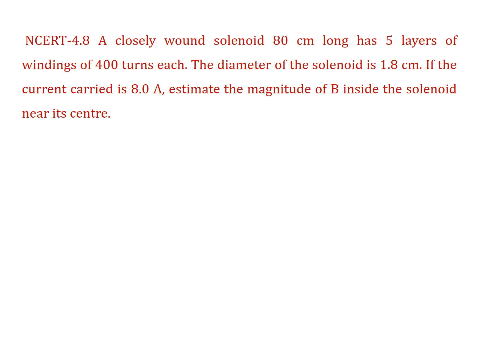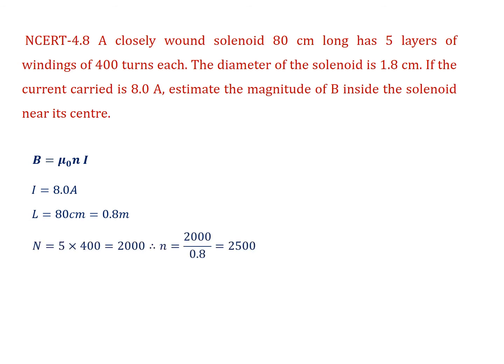We know along the axis the field is uniform. So we want to find out the field at the center of the solenoid. We know B is equal to mu naught n i. I is given as 8 ampere. Length is 80 centimeter, which means 0.8 meters. Total number of turns: we have 5 layers of 400 turns each. Hence total number of turns will be 2000.